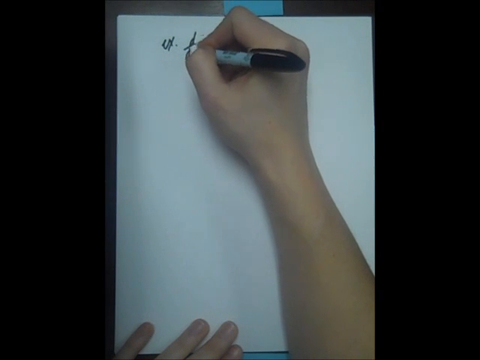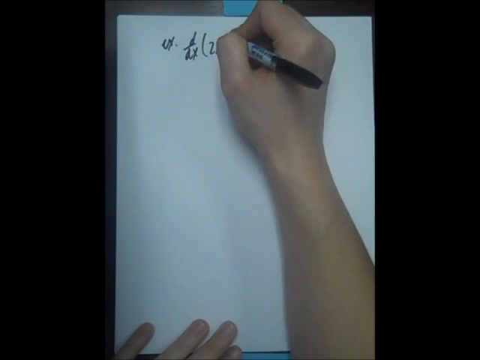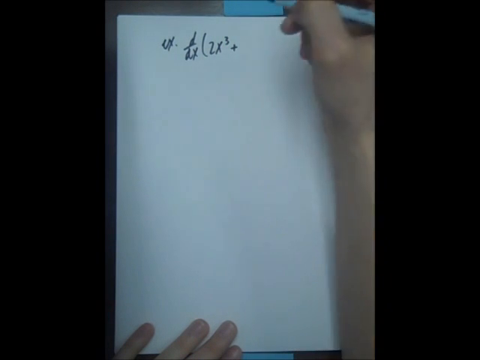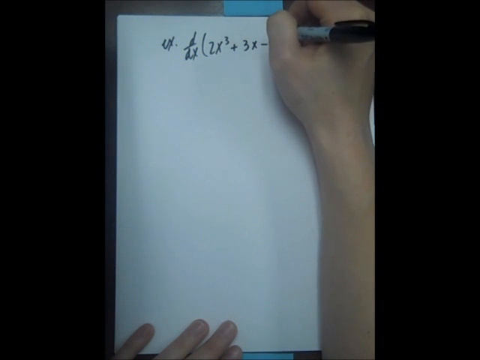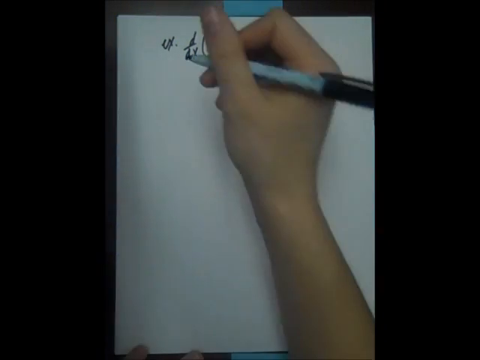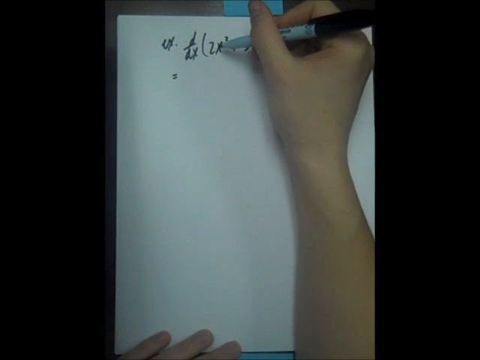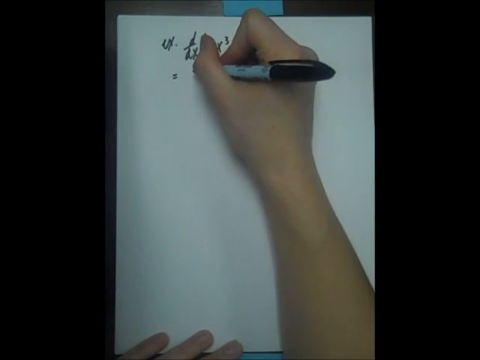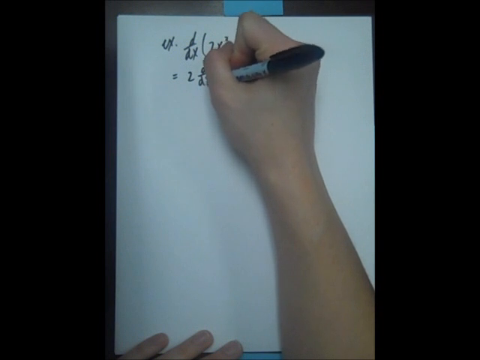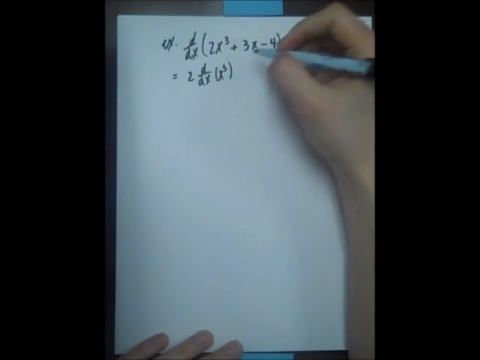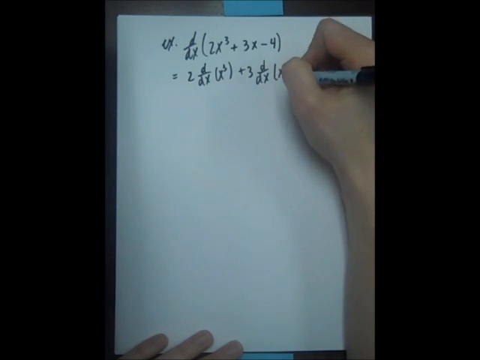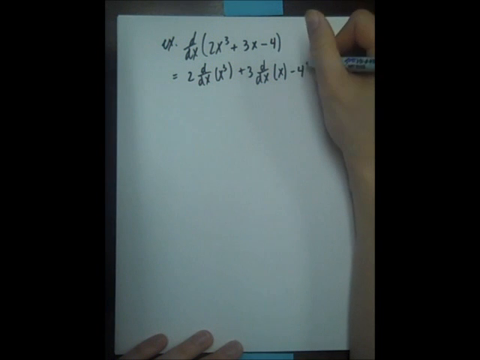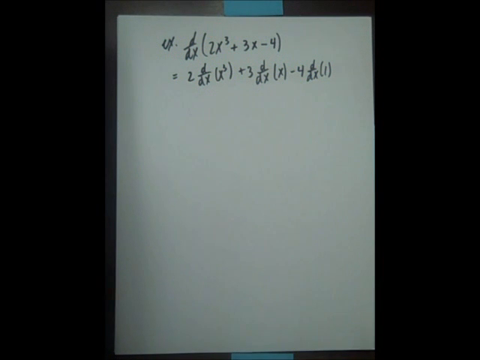How about the derivative of 2x cubed plus 3x minus 4? The constants can come out front. Also, I can split this up. So this is going to be 2 times the derivative of x cubed, once I break up the first piece, plus 3 times the derivative of x, minus 4 times the derivative of 1. So I brought out all my constants, and this is what I have.